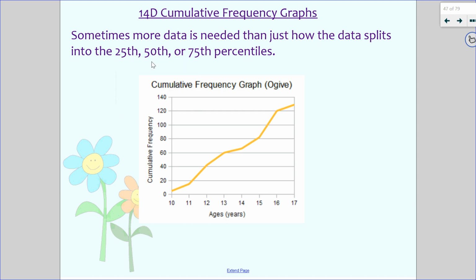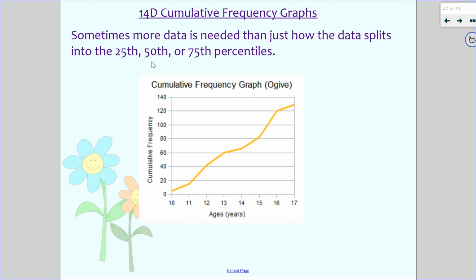Today, we're going to be discussing cumulative frequency graphs. When we did box and whiskers plots, we could find what was in the 25th percentile, the 50th percentile, 75th percentile, but we might need to know other percentiles. You might be familiar with this when you go to the doctor and they say you're in the 70th or the 80th percentile for height, or maybe the 57th percentile for weight, for example. They can calculate those given cumulative frequency graphs.